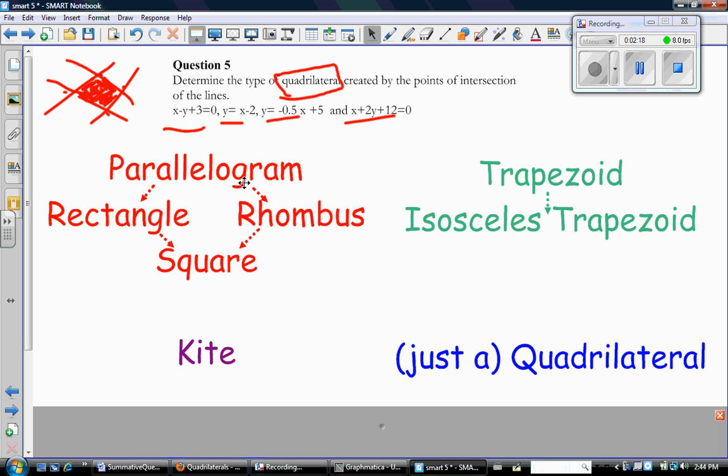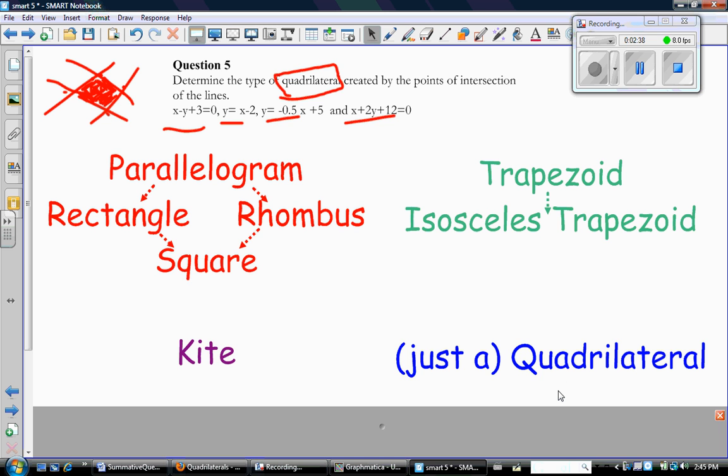And if it's none of these, if it's not a parallelogram or a trapezoid or a kite, then it's probably just a quadrilateral. And I'm not saying that just a quadrilateral is a bad thing. All of these are quadrilaterals. It's just some of them don't have any other classifications other than just a four-sided two-dimensional shape.